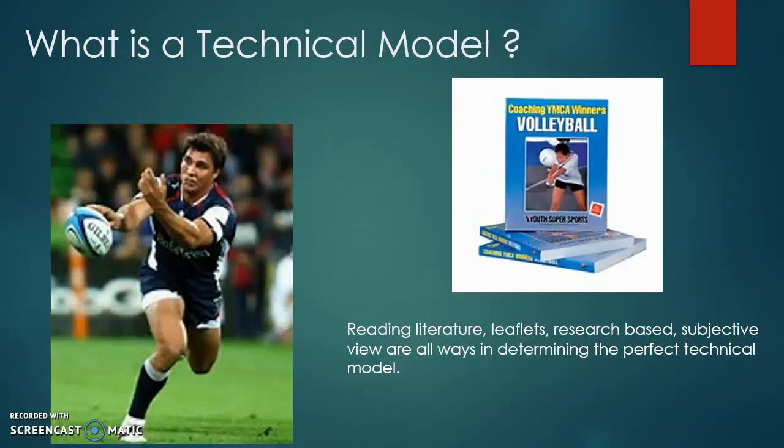So to determine the perfect technical model, you could watch an elite performer, read literature, for example a book given at a coaching course, read leaflets, or research-based info to get the perfect model. You might have a subjective view about what you think is right, whereas notational analysis is very objective, meaning it's either right or wrong.